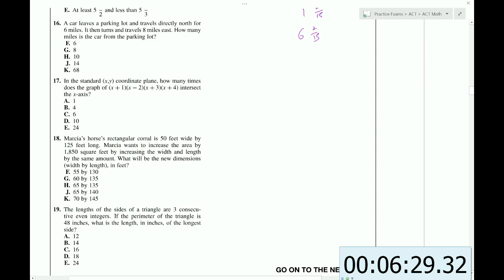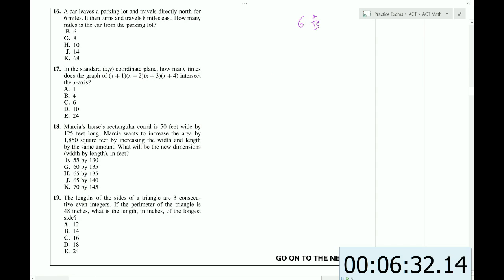If a car leaves a parking lot and travels directly north for 6 miles, alright, so 6 miles north, then travels east for 8 miles, how many miles is the car from the original parking lot? So this is Pythagorean theorem, but you could also use a multiple of a 3, 4, 5, which in this case is timesing by 2, 6, 8, 10.